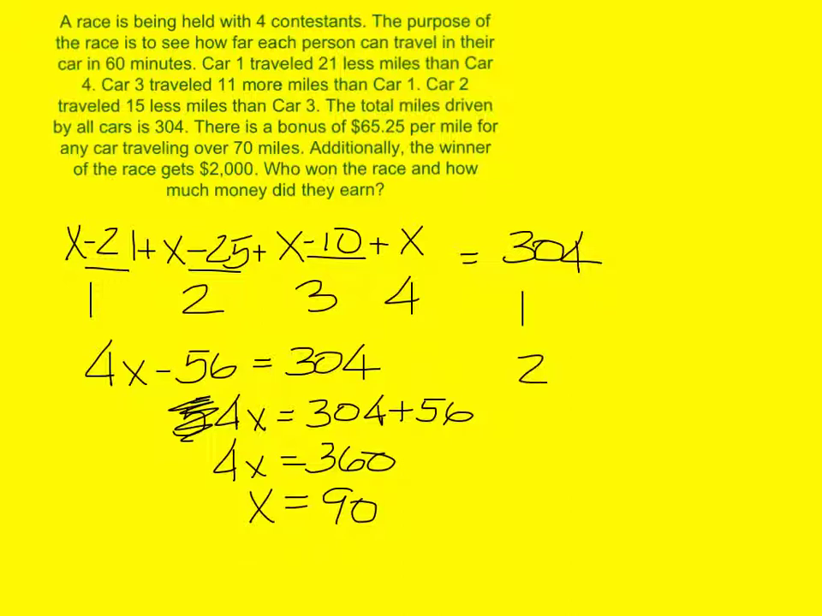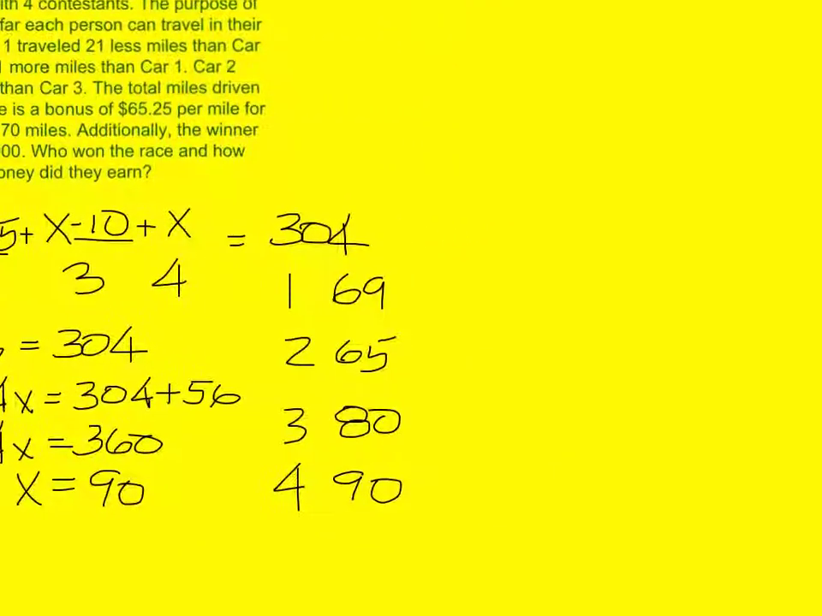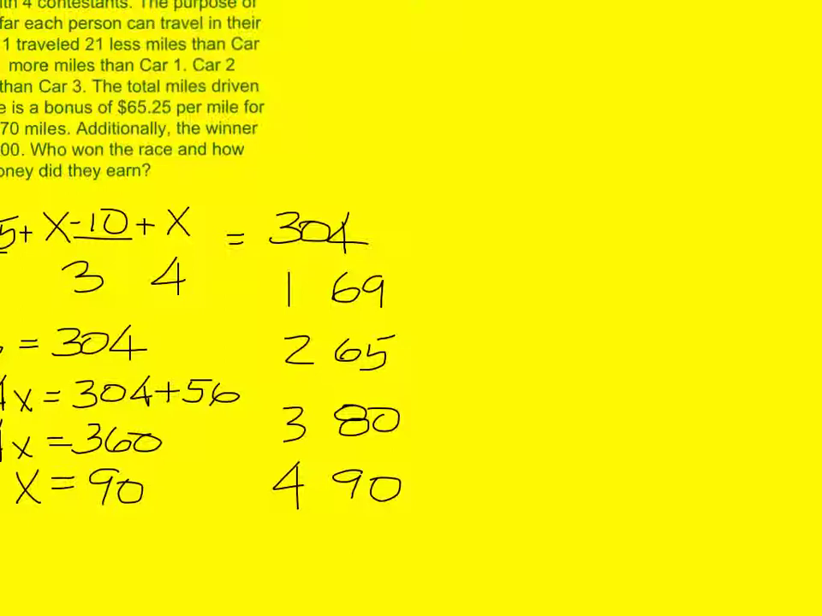Here are the cars, 1, 2, 3, and 4. Car 1 would have to be 69, car 2 would have to be 65, car 3 is 80, and car 4 would be 90. There is a bonus of $65.25 per mile for any car traveling over 70 miles. So how many cars do we have over 70 miles? 2 of them. So we'll come over here and do this, multiply by 65.25 on each of those.